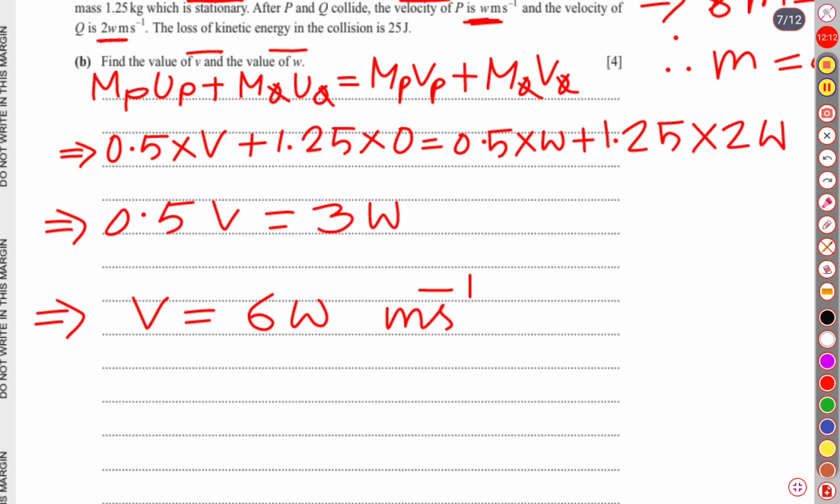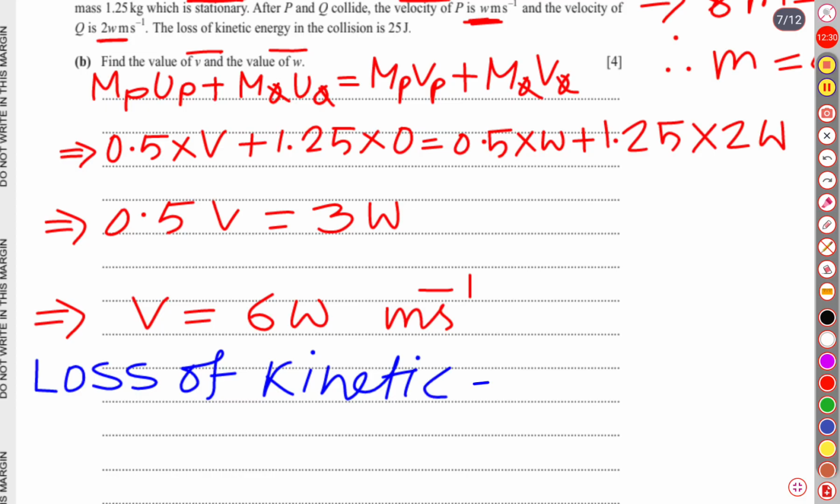Now we can write loss of kinetic energy is equal to 16 joule, sorry, 25 joule. Look at this, the loss of kinetic energy given is 25 joule, so we have formed an equation with this.